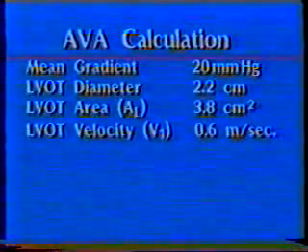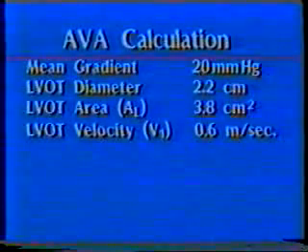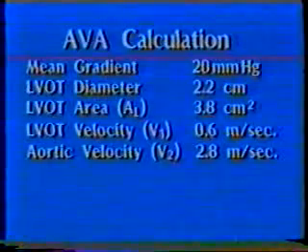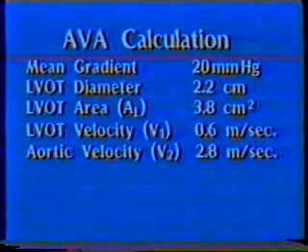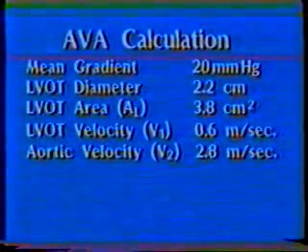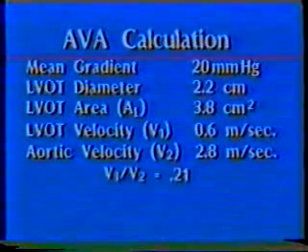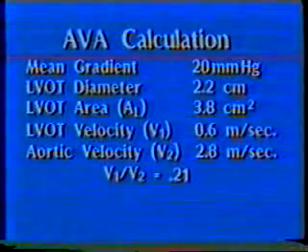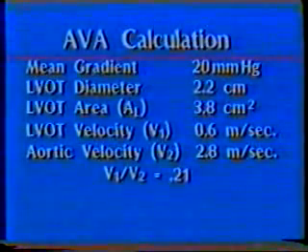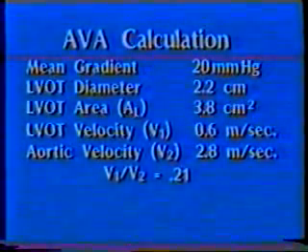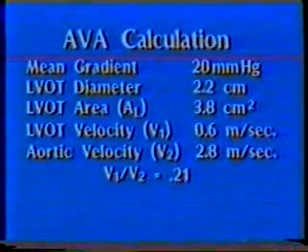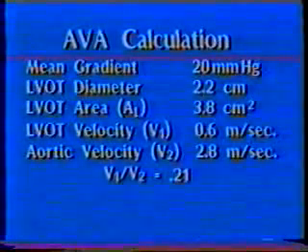The LVOT velocity, V1, is 0.6 meters per second. The maximum aortic velocity, V2, is 2.8 meters per second. This yields a V1 to V2 ratio of 0.21. In Dr. O's study, a V1 to V2 ratio of less than 0.25 was quite sensitive for detection of severe aortic stenosis.